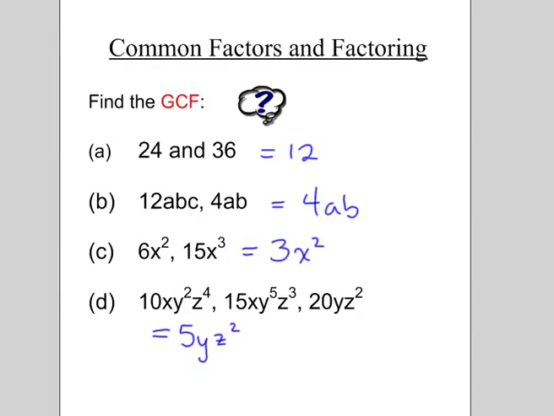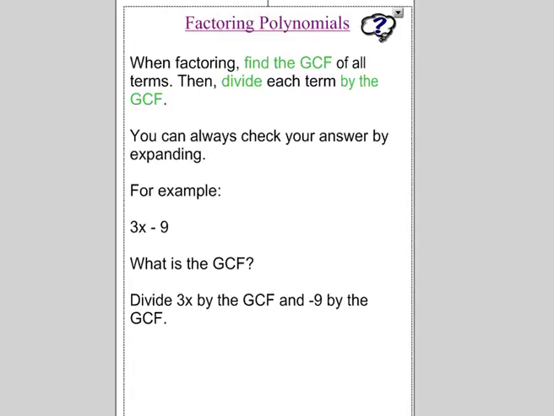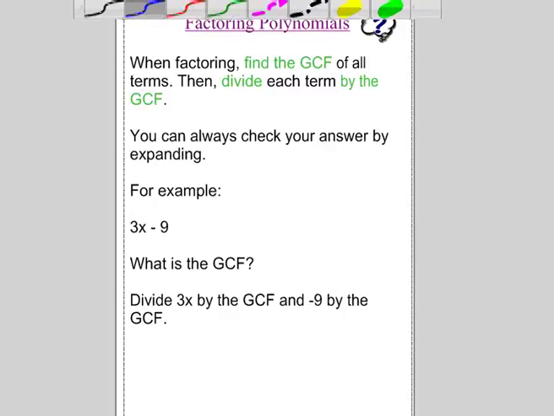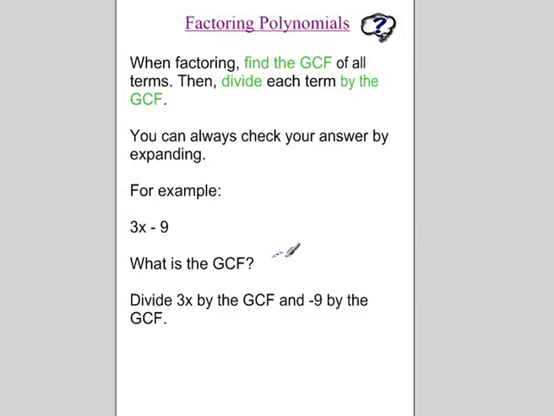So now let's look at how that applies to common factoring. When you are factoring, essentially what you do is you find the greatest common factor of all the terms. So you do what we just did, and then all you do is you divide each term by the greatest common factor, and you will end up with something that is factored. So for example, let's look at 3x minus 9. The first question you need to ask yourself is, what's the greatest common factor? In this case, the greatest common factor is 3.